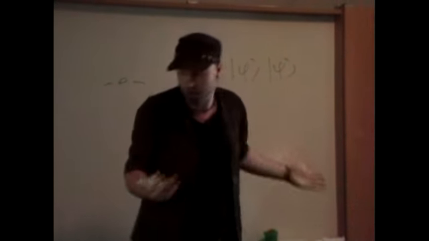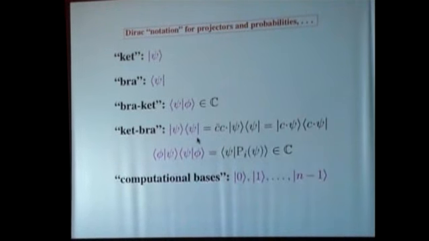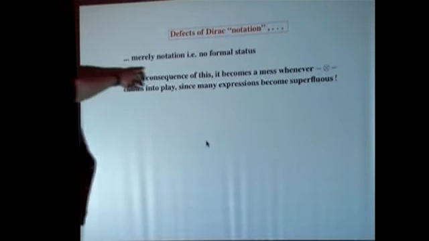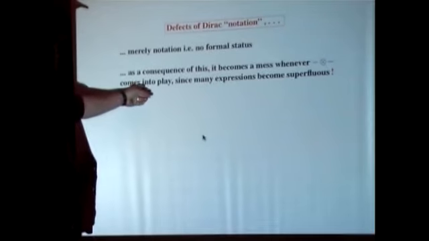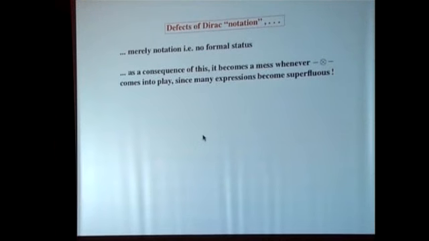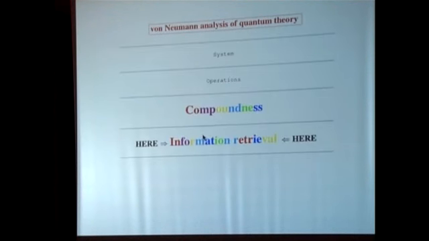So Dirac notation can't be formal actually. This is just how I calculate probabilities and this is the idea of computational basis, but it's merely notation, no formal status. As a consequence, it becomes a mess whenever the tensor product comes into place, and many expressions become superfluous. But everybody knows it's extremely successful, so there must be something about it. What is mathematically about it that makes it so nice and easy? The thing I'm going to talk about essentially formalizes Dirac notation and extends it in some way.